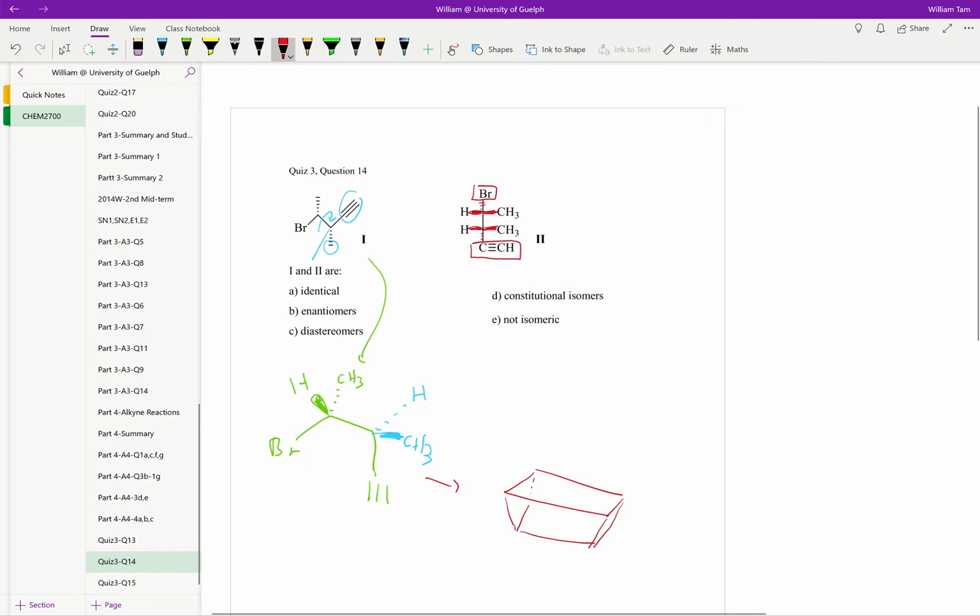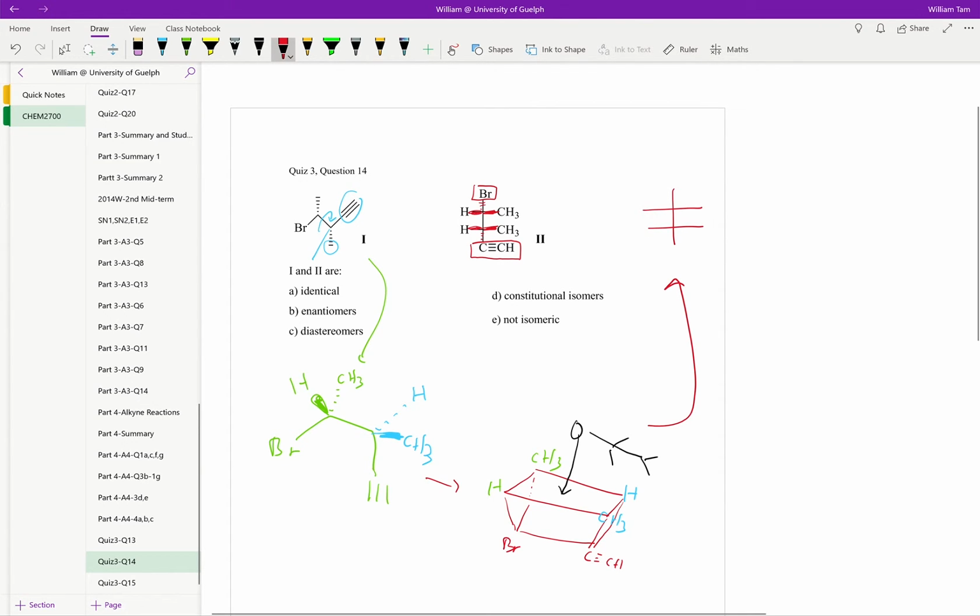So this is the alkyne here. There's the Br here. There is the blue CH3 here, the blue H here, and then the CH3 here and the H here. Now you want to stand like this, and look through this rectangle from this side. Once you have that, you will see this picture become the following.